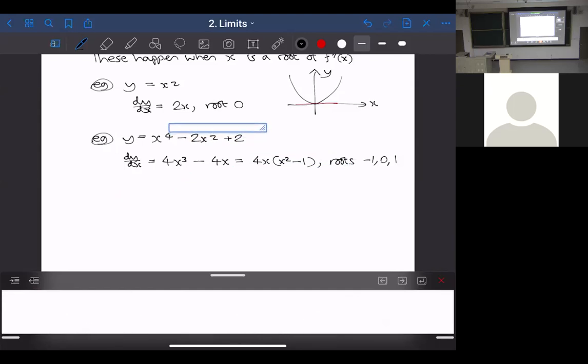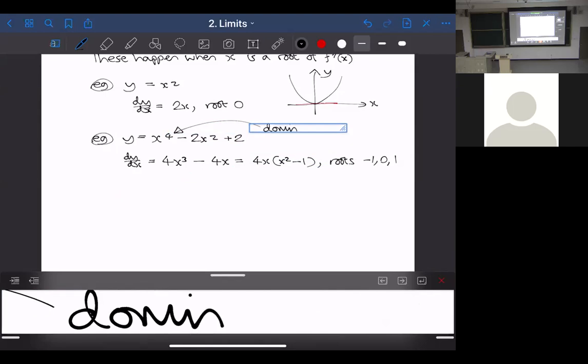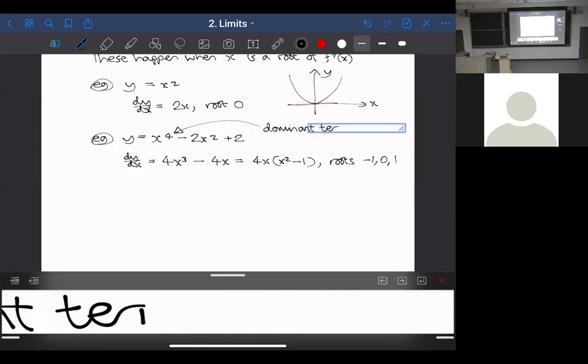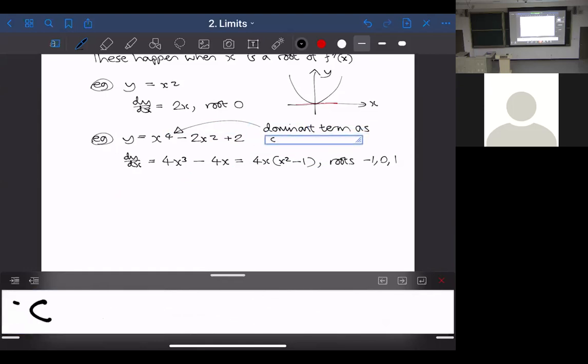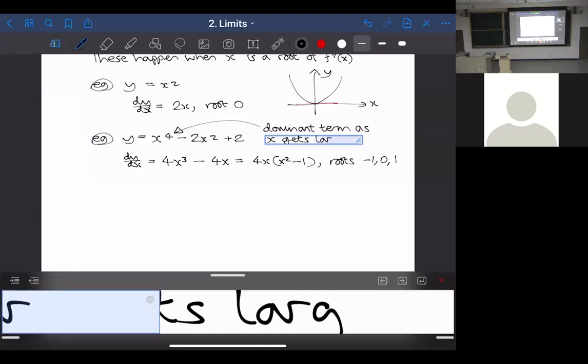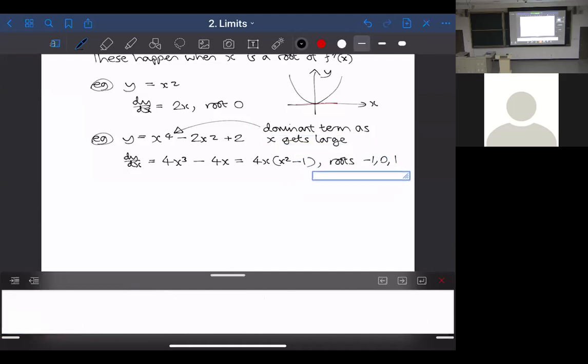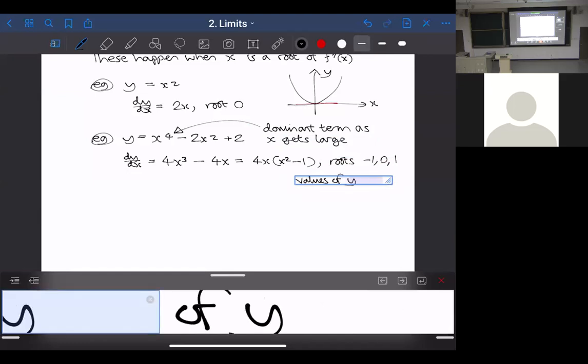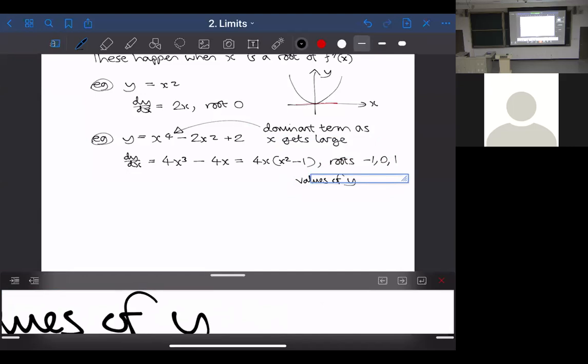So, how to draw this graph? Well, this x to the 4 is going to be the dominant term as x gets large. So of course x squared will also be large, but x to the 4 will be even larger, so that will be the dominant term. And then the values of y at these roots. Let's calculate: 1 minus 2 plus 2 gives 1. 0 minus 0 plus 2 gives 2.